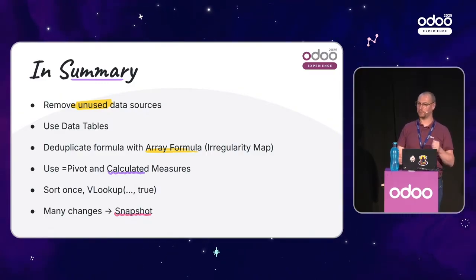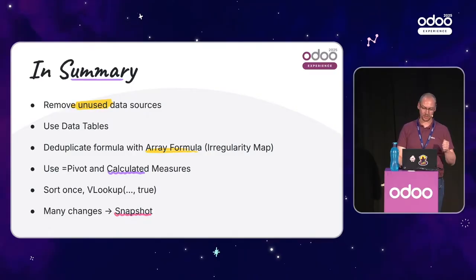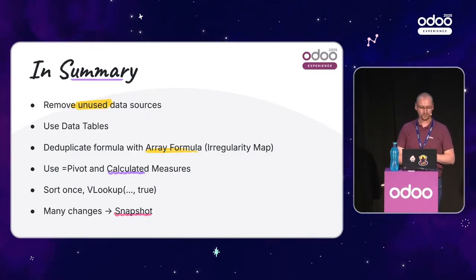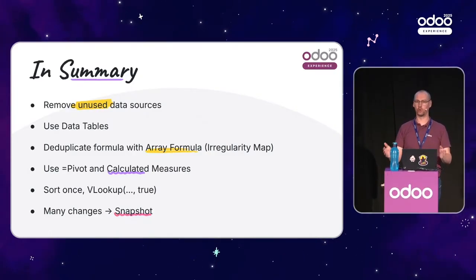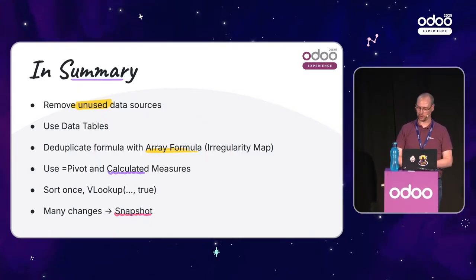Calculated measures in pivots that are dynamic, very useful. VLOOKUP true with sorted data. And if you make many changes, do use the snapshot feature if you know what you're doing.